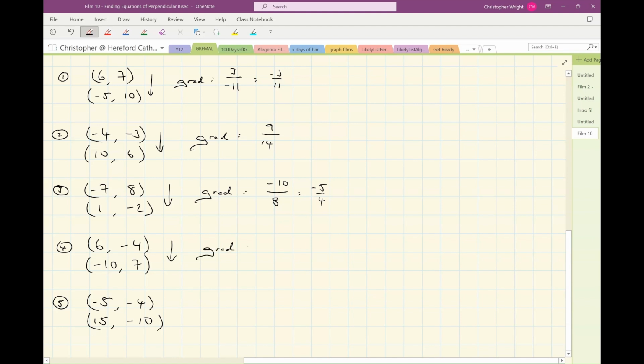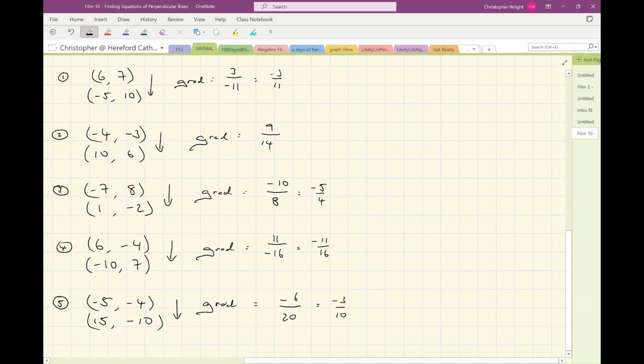Number 4, go from top to bottom again. The gradient is going to be, well, minus 4 to 7, that's a gain of 11. And 6 to minus 10, that's a drop of minus 16. So my answer is going to be minus 11/16. And number 5, top to bottom, so the gradient is going to be the change in y, minus 4 to minus 10, that's a drop of 6, so minus 6 on the top. Minus 5 to 15, that's a gain of 20, so minus 6/20, that's going to be minus 3/10.